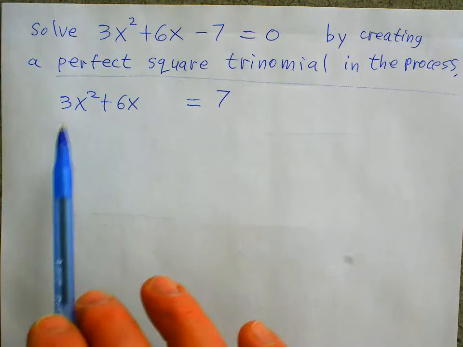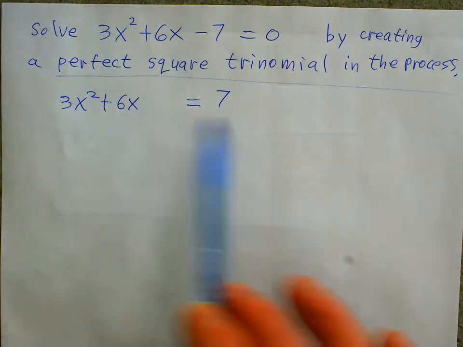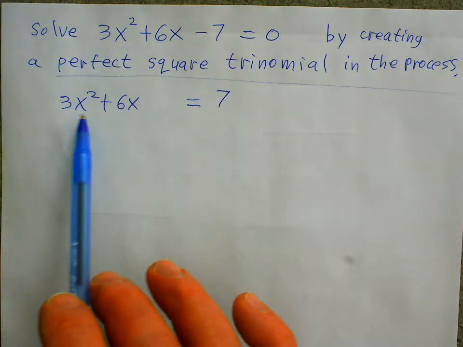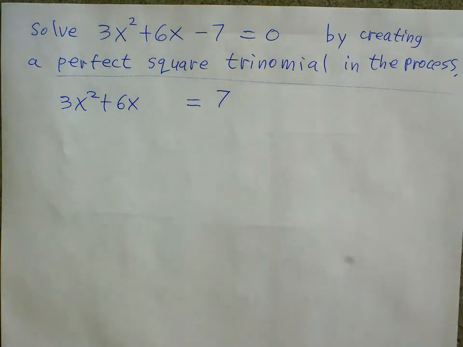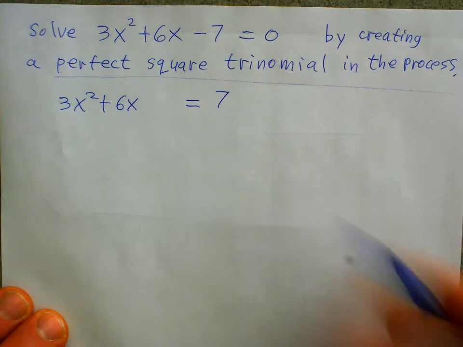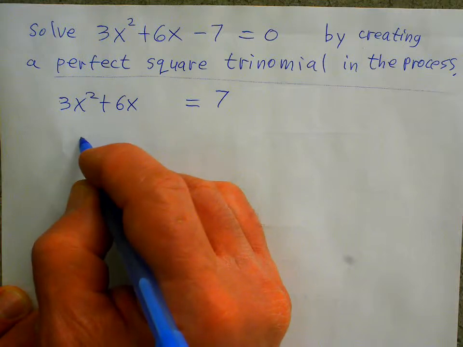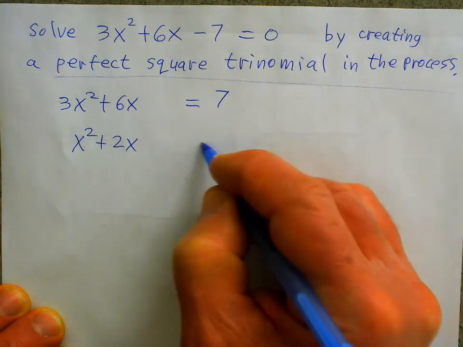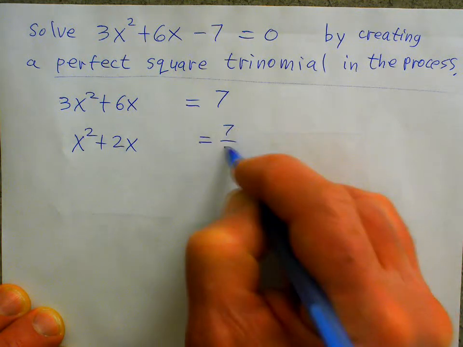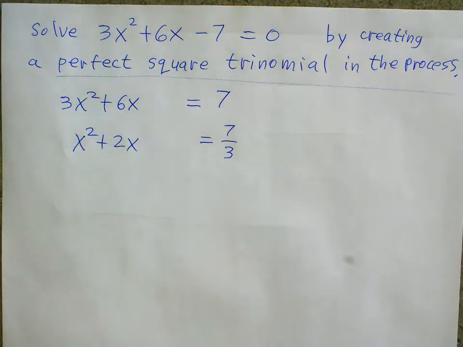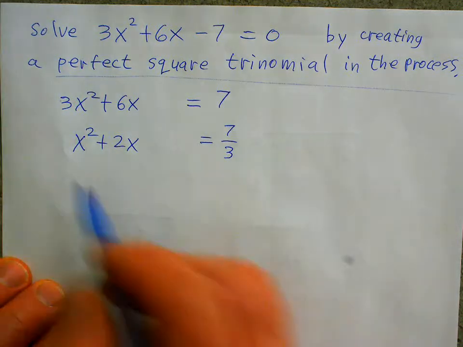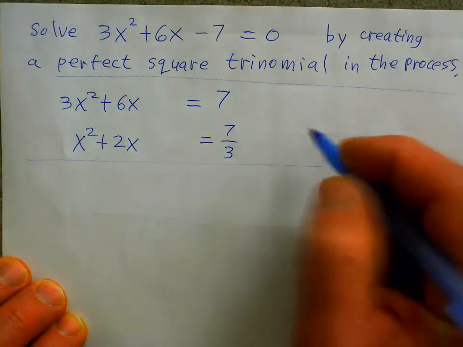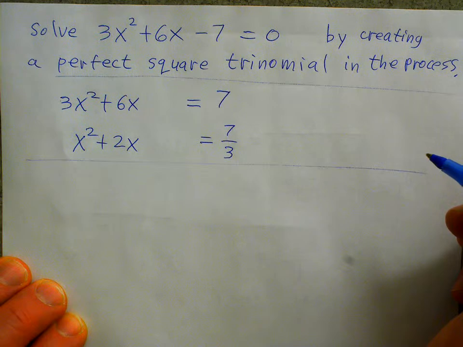Then we're going to divide every term on both sides of the equation by the coefficient of the x squared term. And when we divide every term on both sides by 3, we get x squared plus 2x equals 7/3. Okay, in the next step, we create a perfect square trinomial.